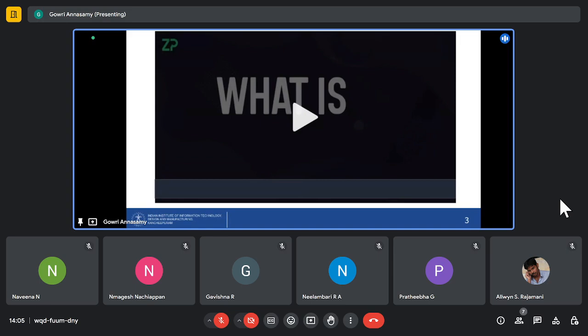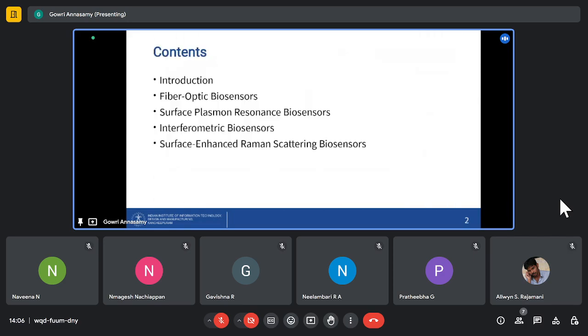Is anyone familiar with the terminology biosensor? I think in this course you have already attended two lectures, right? Can anyone explain to me what a biosensor is? At least can you give some examples of a biosensor? Can I call a thermometer a biosensor? Any response? I hope I am audible to everyone, right? Yes. I think they are very stubborn not to open their mouth.